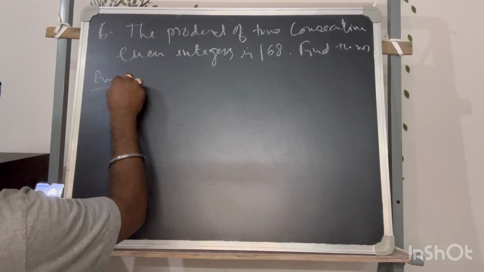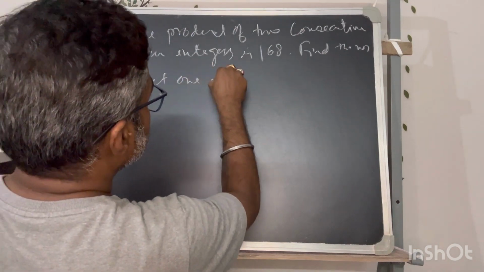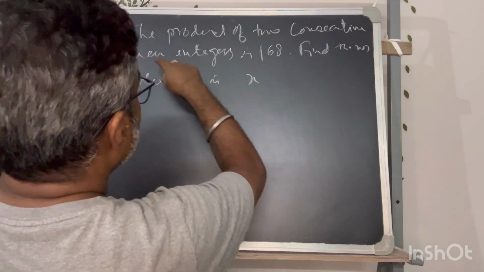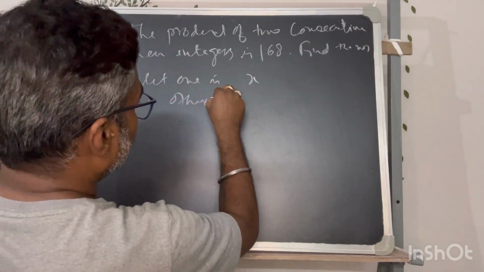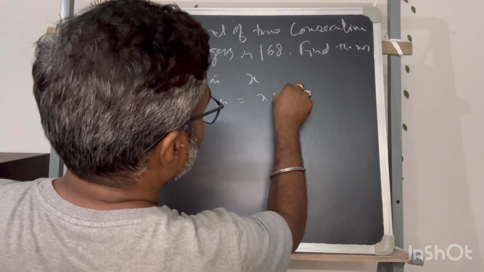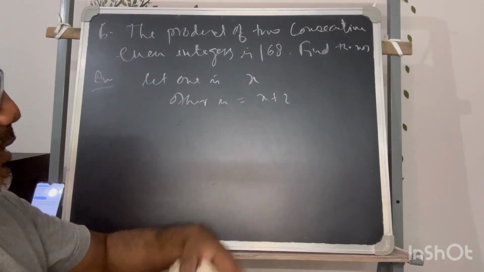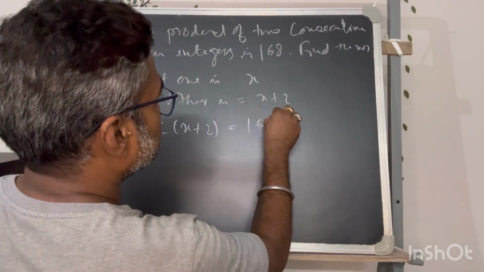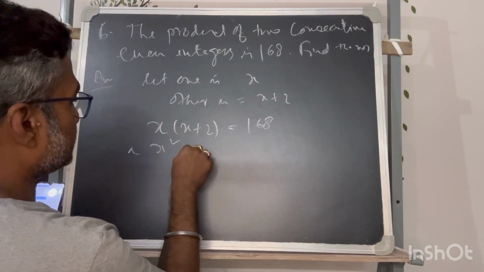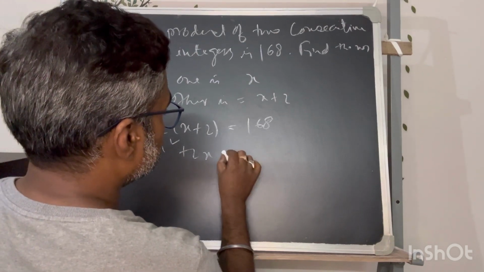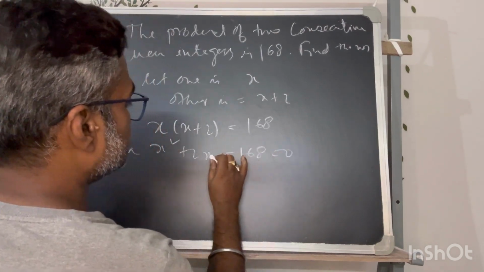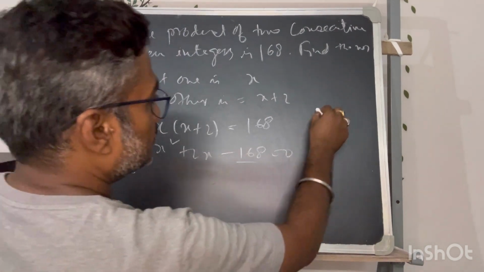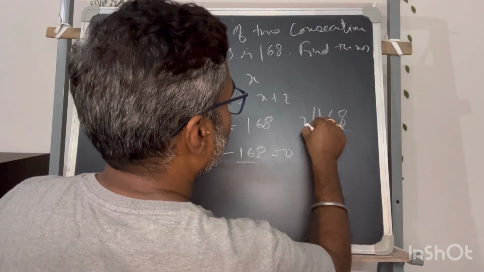So the answer will be: let one be x, then the consecutive even means the other one will differ by 2. Even and odd both differ by 2, that you know. So as per the equation, x into x plus 2 is equal to 168. So now x square plus 2x minus 168 is equal to 0. Now, if you are able to solve it, try a different method each time.